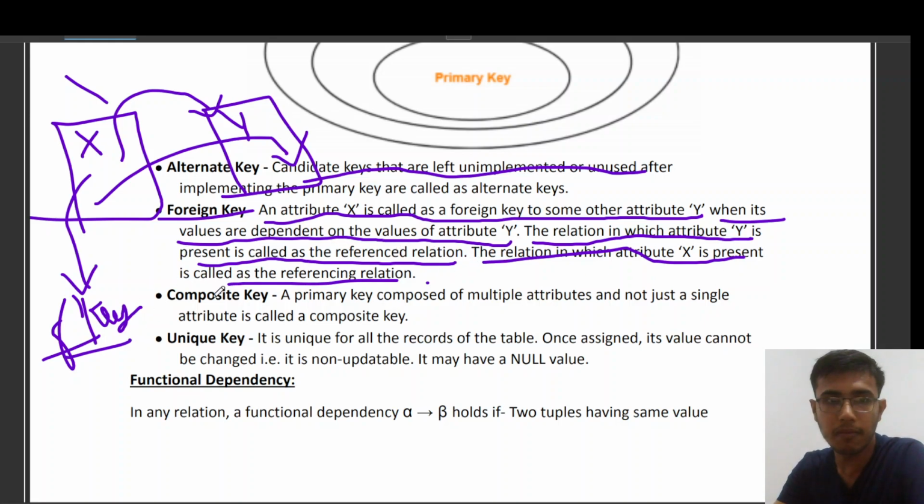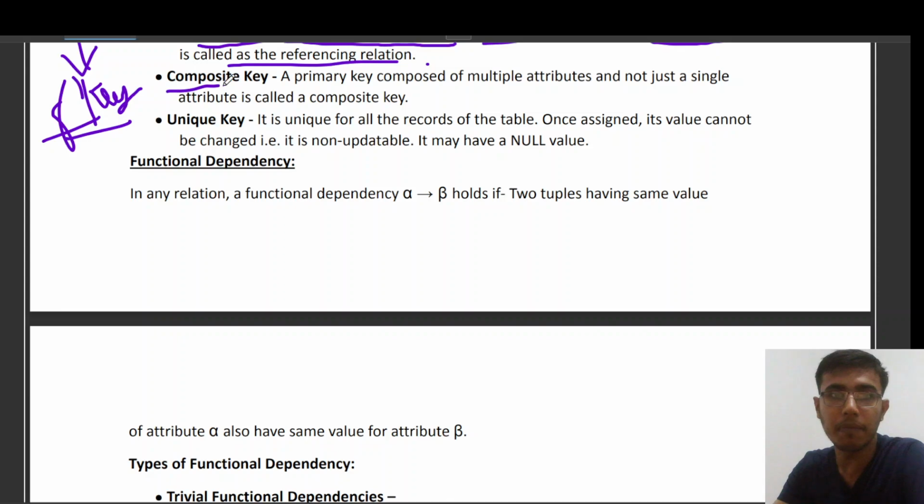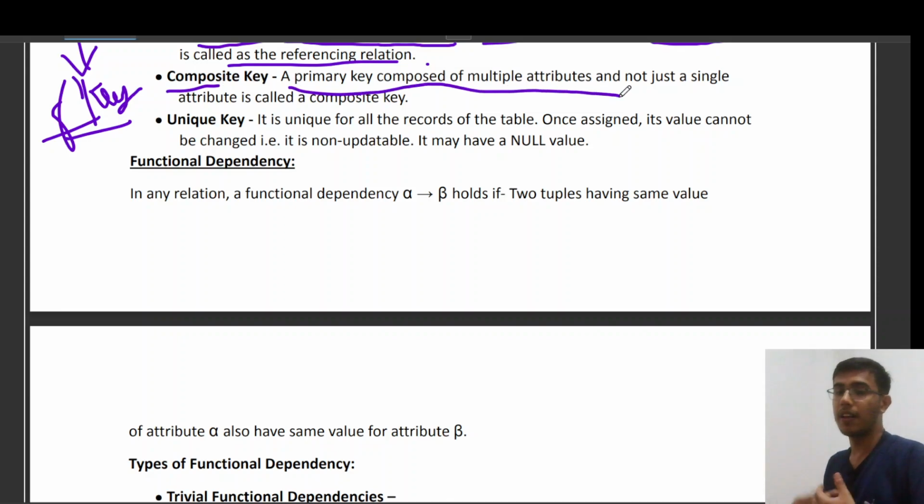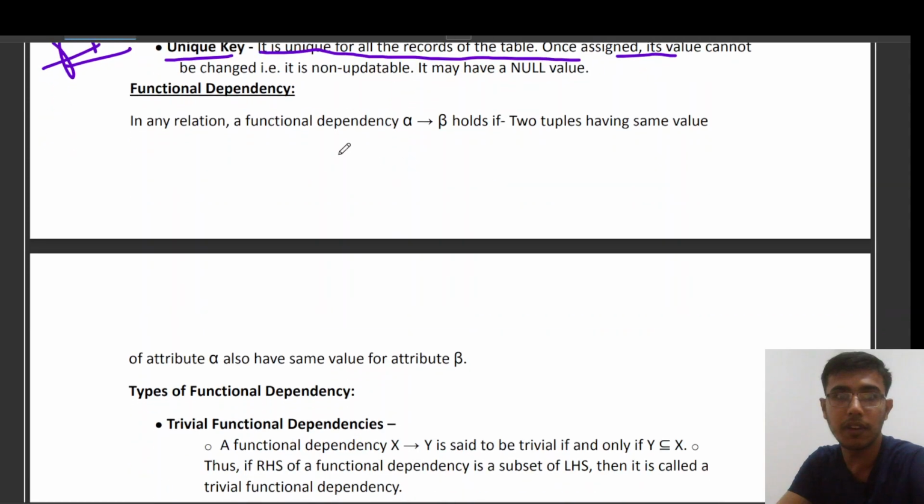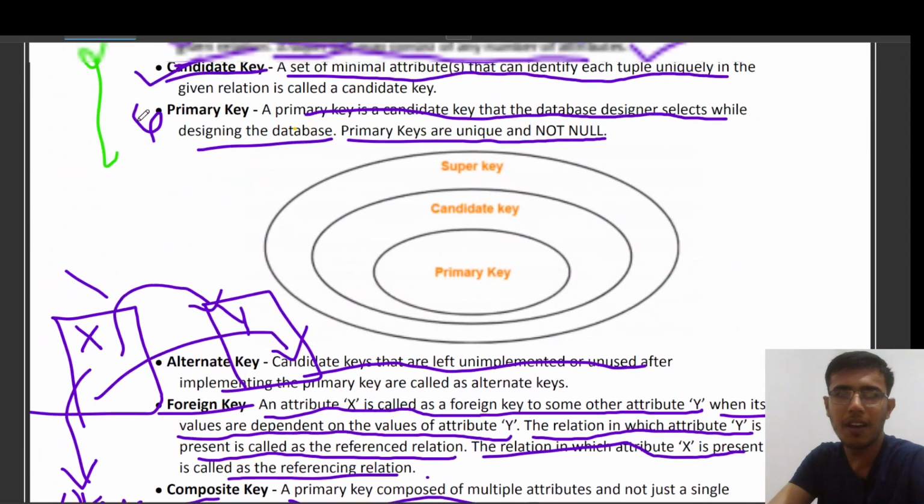Next is composite key. A primary key composed of multiple attributes. Suppose we have a primary key, and that primary key consists of multiple attributes. That is what we call a composite key. Next is the unique key. What is a unique key? It is unique for all records and has one assigned value. Right? This is all we have learned about keys.